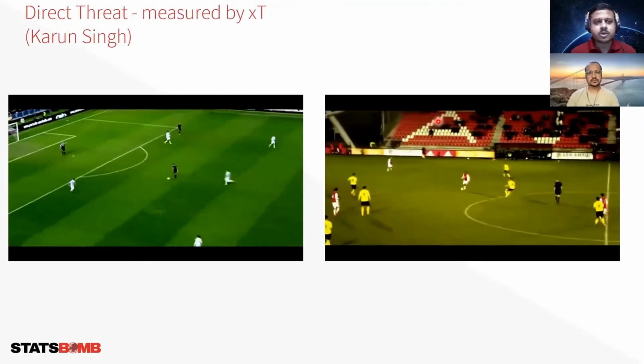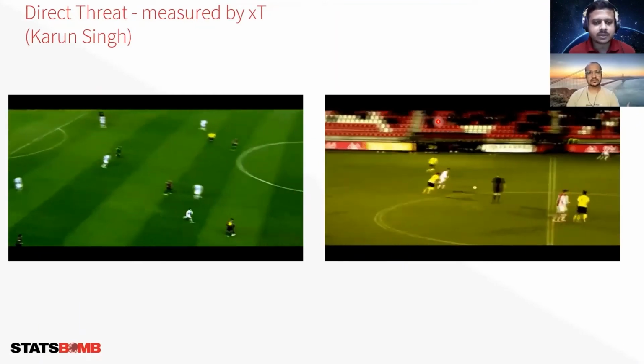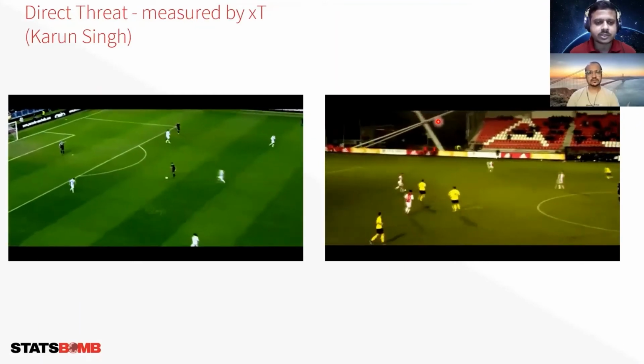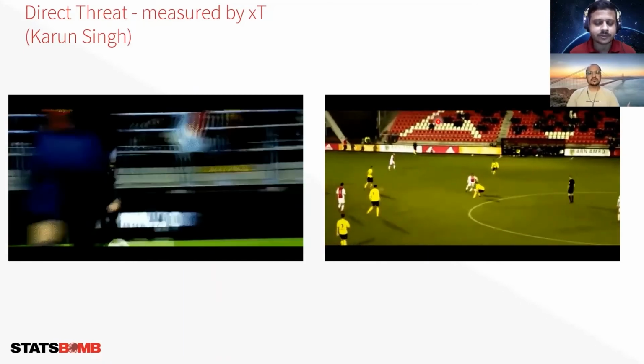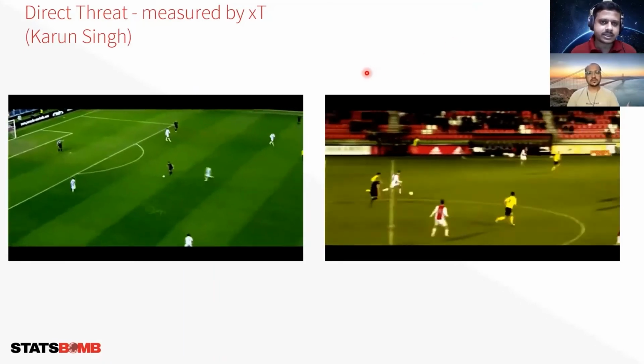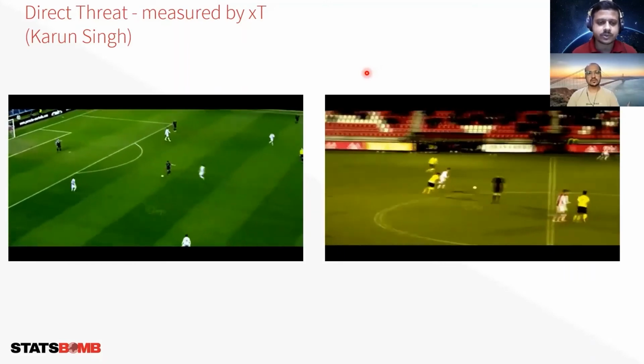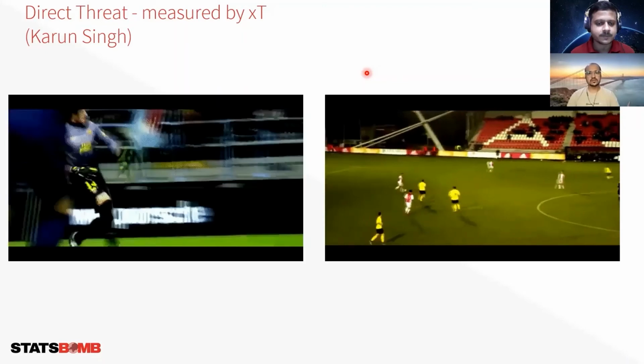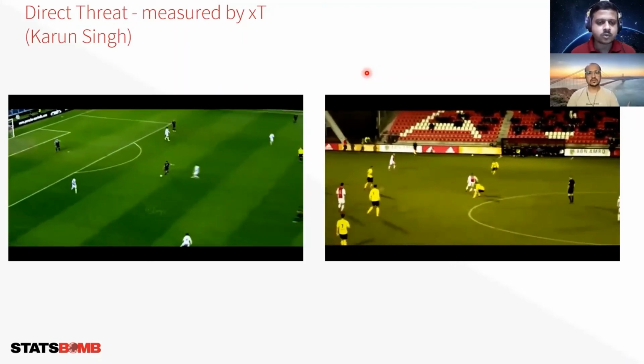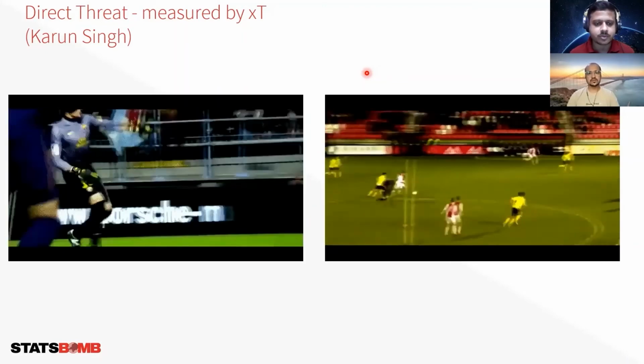The next measure that we want to look at is direct threat by the subsequent action that these players perform after receiving the first pass. And this is measured by xT, or expected threat. This was a metric that was introduced a couple of years back by Karun Singh. And it essentially looks at how threatening or how dangerous your pass or ball carry can be.